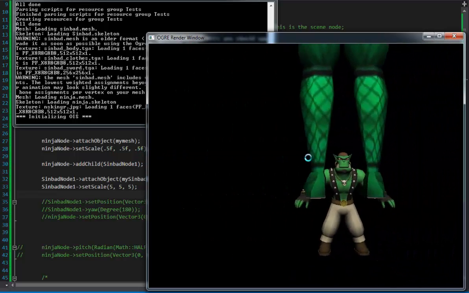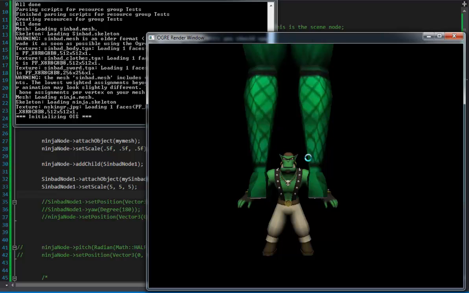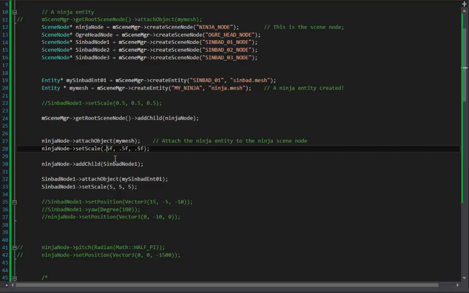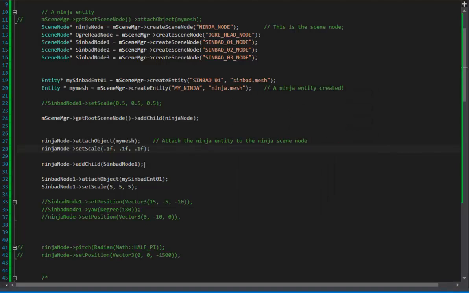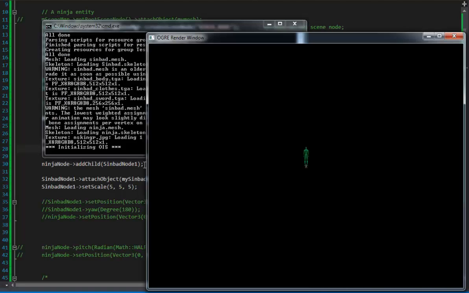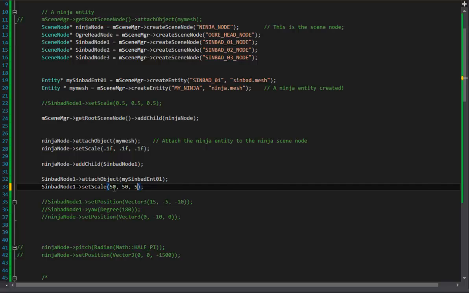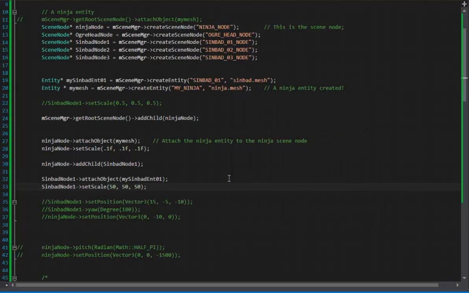effectively created, and the Sinbad node is the child of the Ninja, and I'm going to make the Ninja node smaller. Let's make this 0.1. I should have kept the original values, but we can experiment with these some more. All right, so this looks good. So now I have the Ninja at a kind of small scale, which is pretty nice. And then I'm going to make the Sinbad scale up so that they would be almost the same size.